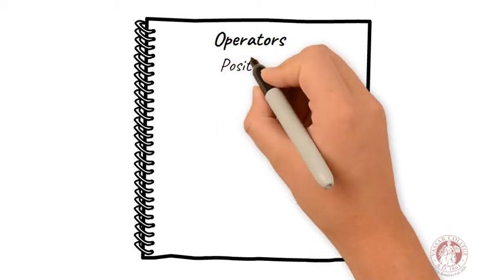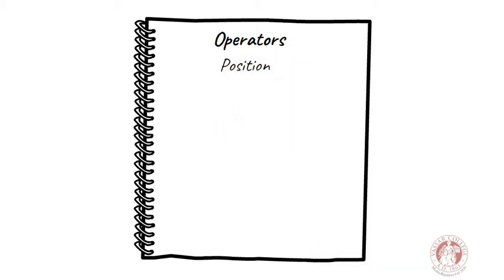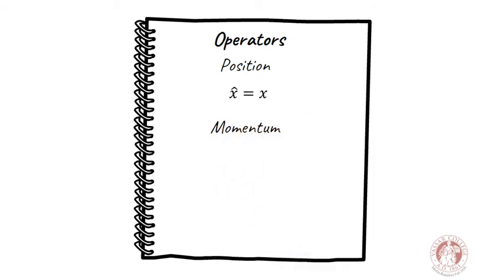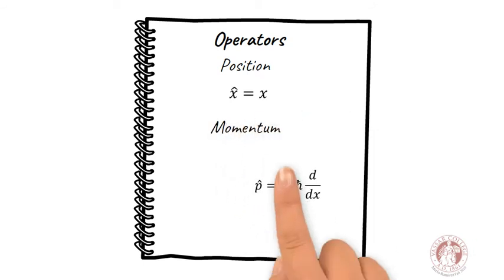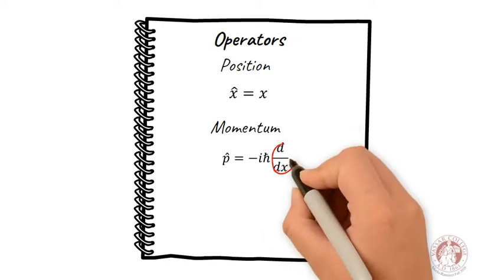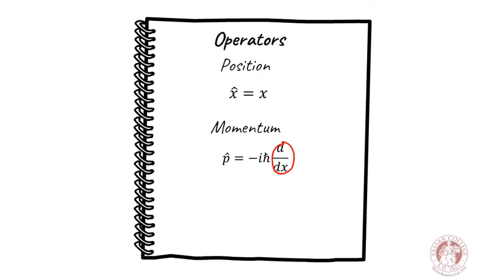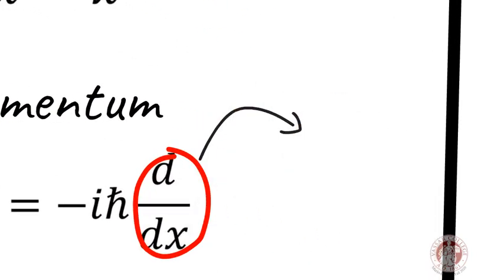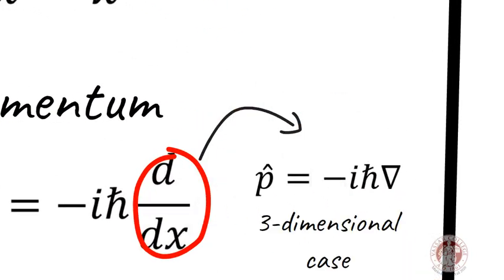The position operator is the simplest one. It is defined simply as x. On the other hand, the momentum operator is defined as follows. Note the derivative with respect to the position. Actually, this is on x, due to the one-dimensional nature of the motion we are studying. In the case of a three-dimensional case, the derivative becomes a gradient.